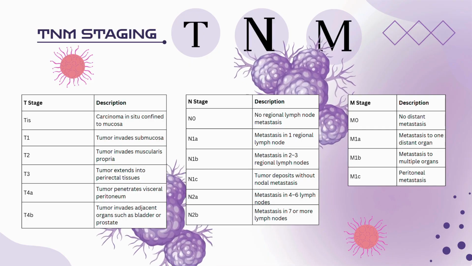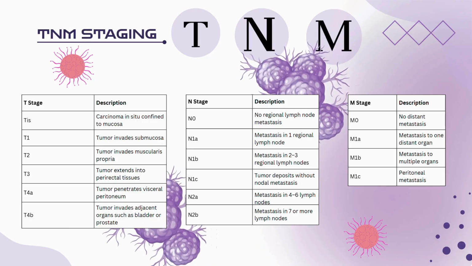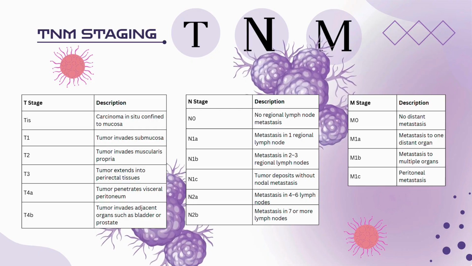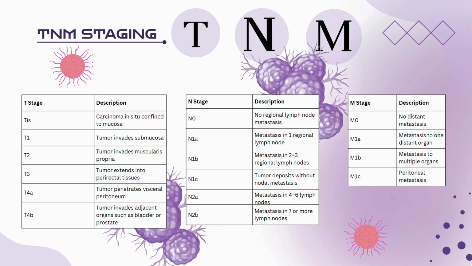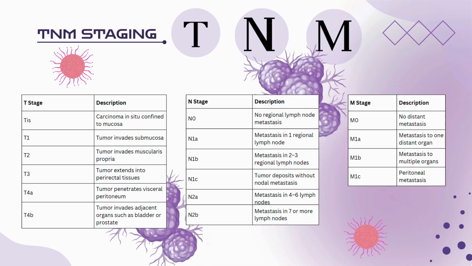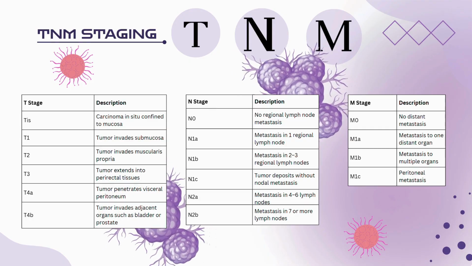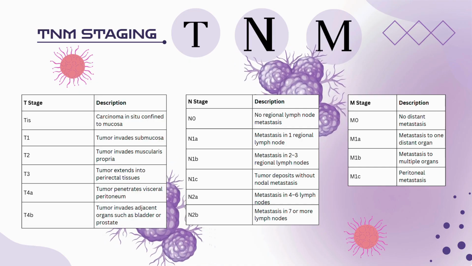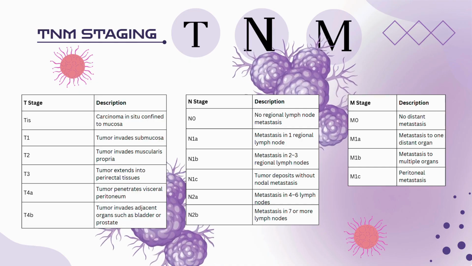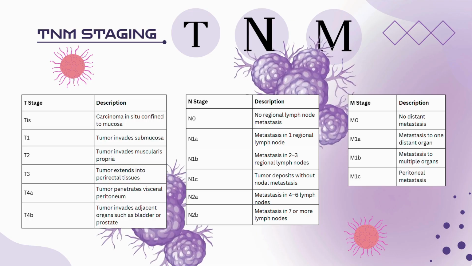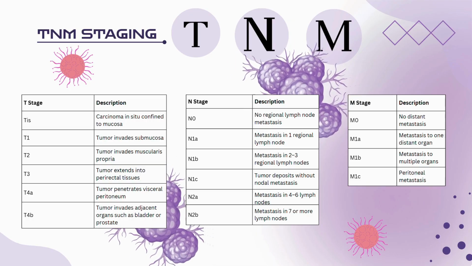Over here, Tis is carcinoma in situ confined to the mucosa. T1, the tumor invades the submucosa, the second innermost layer. T2, the tumor invades the muscularis propria. T3, the tumor extends into the perirectal tissue, that is, it has invaded the mucosa, submucosa, muscularis propria, and now it has reached the perirectal tissues. T4a, the tumor penetrates the visceral peritoneum, and T4b, the tumor invades adjacent organs such as the bladder or prostate, which are nearby, in the surroundings of the rectum.